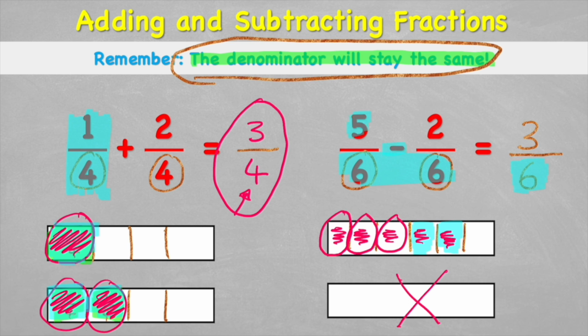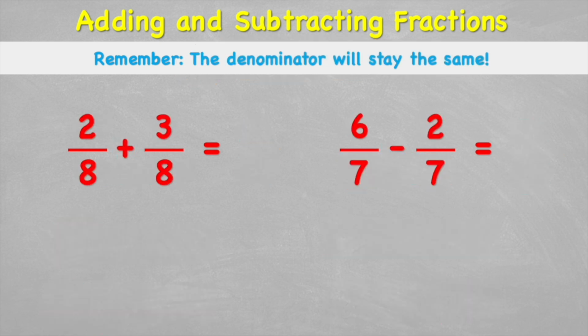5 subtract 2 equals 3. Let's see if that works for the first one. We kept the denominator the same as a 4, and then I just did 1 plus 2 equals 3. So it's actually super simple. Let's look at a couple of harder ones, but without pictures this time.